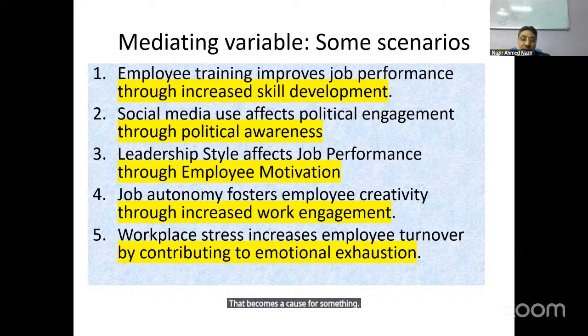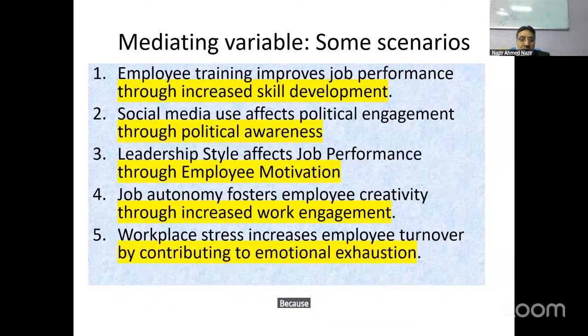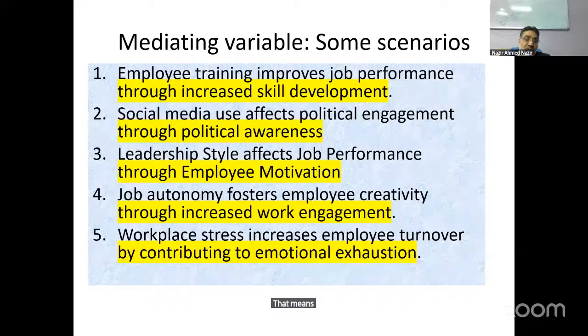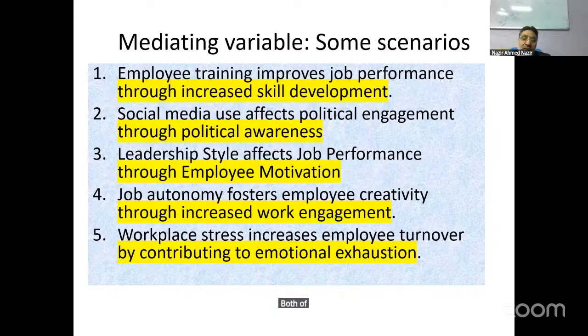And bear this in mind, mediating variables also become a cause for a dependent variable. But the way this scenario has been created, it suggests that employee training is actually an independent variable, because employee training is a variable that improves job performance through increased skill development. That means for employee training, both of these variables, skill development as well as job performance, become dependent variables. Both of them are a reason of employee training.